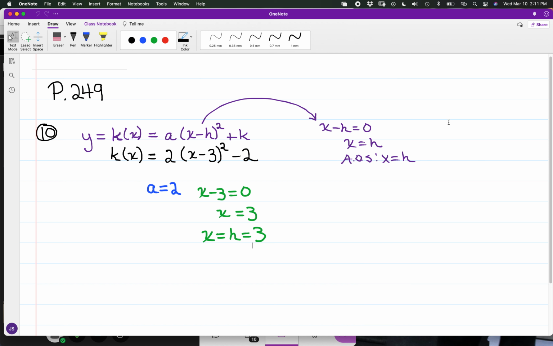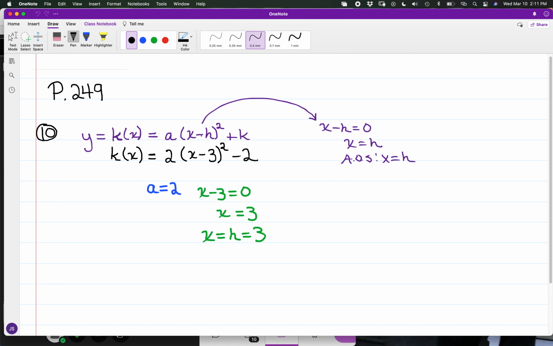So for what we have on page 249, you have y is equal to k of x, which is equal to 2 times the square of x minus 3, minus 2. Again, we have k of x laid out in vertex form. So you have that a is equal to 2.